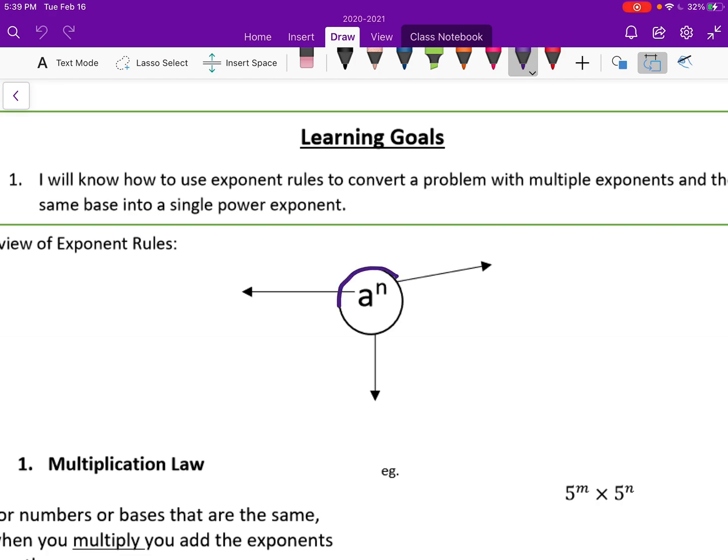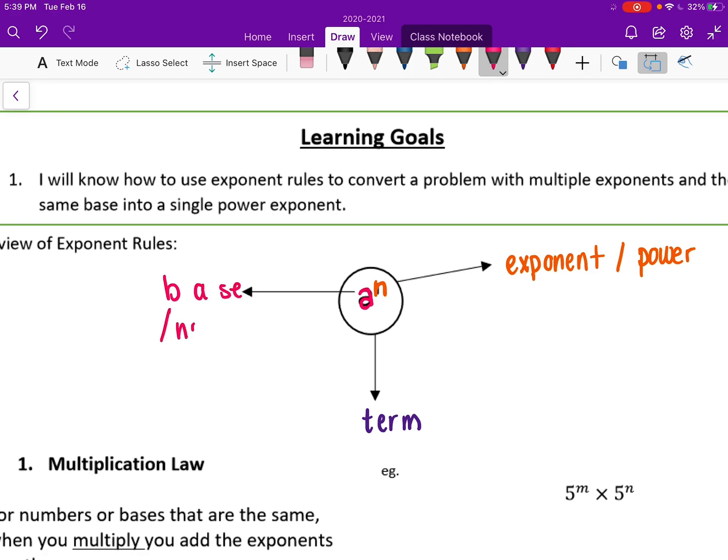So this entire thing within this bracket, that means that this A and N included is what we call a term. A term, a number, anything like that, but I'm going to use the term. And then this orange one right here is called the exponent or the power, whichever one. We use those words interchangeably. And in this situation, this A right here is what we call the base, and sometimes I will refer to that as the number, but the correct term for it is the base.